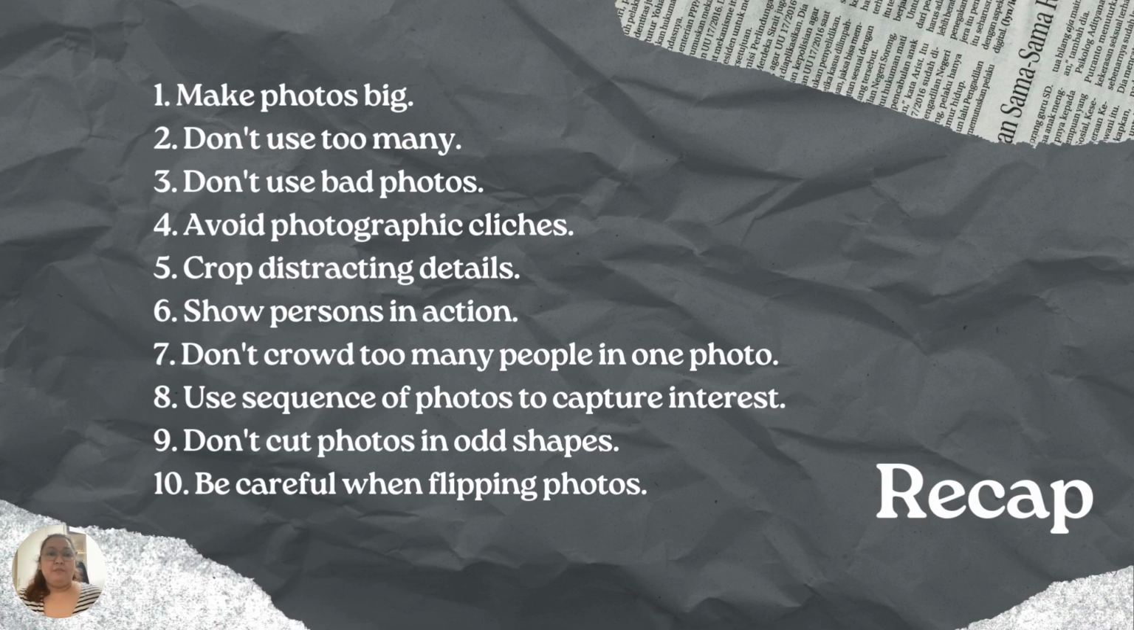So to recap, the 10 key points that Ian Montaigne mentioned are: make photos big, don't use too many photos, don't use bad photos, avoid photographic cliches, crop distracting details, show persons in action, don't crowd too many people in one photo, use sequence photos to capture interest, don't cut photos in odd shapes, and lastly, be careful when flipping photos.